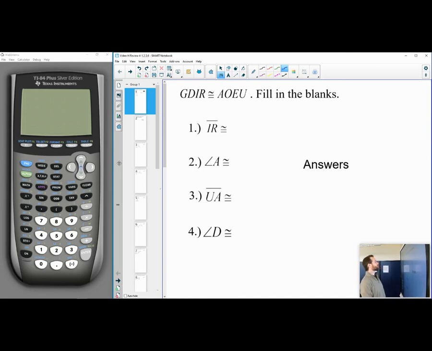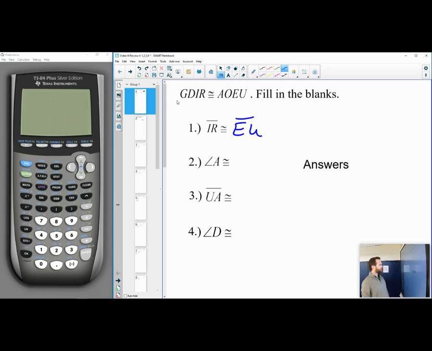Let's jump right in. So for the first four, they give us this congruent statement. It says GDIR is congruent to AOEU, and we have to fill in the blanks. So let's take a look. Number one, segment IR would be congruent to, well, IR is right here, so that would be segment EU.